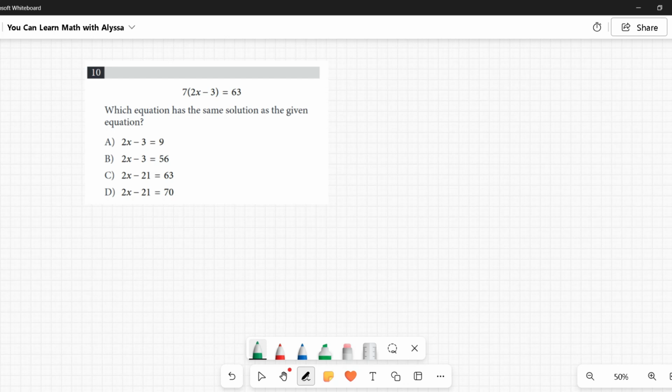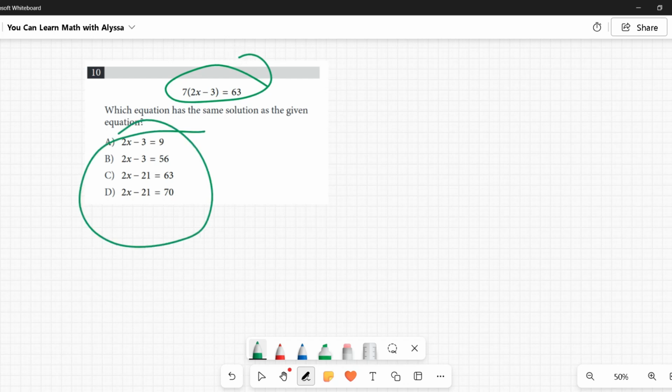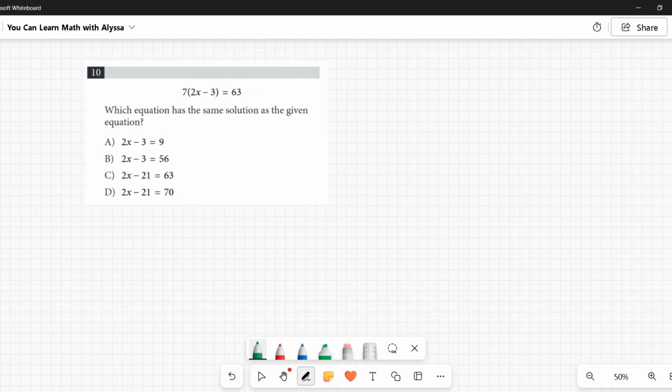You could, and I think this is the longer way, solve for x here, and then solve for x for each of these and see which ones have the same answer. However, there's something I would look at before I started doing all that calculation.